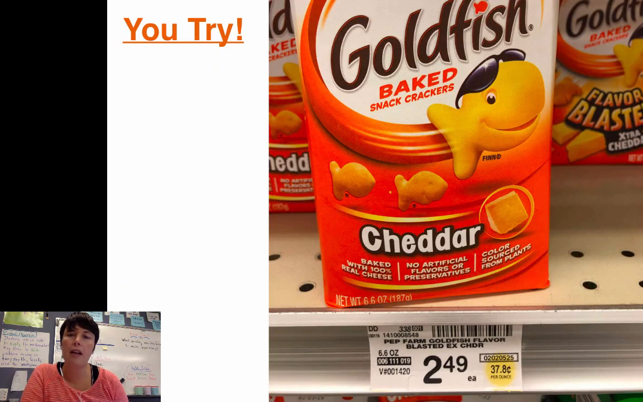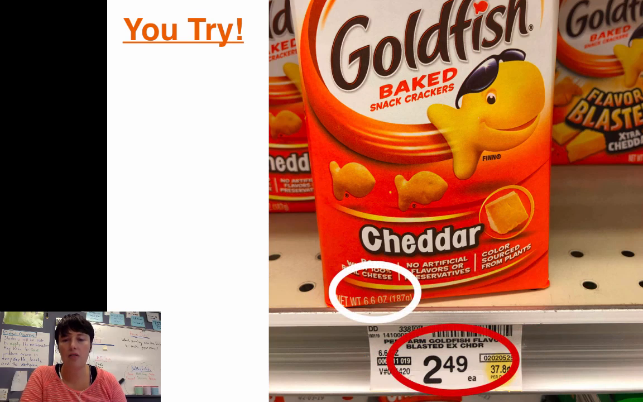Okay, so you try. Here's the third thing I bought at the store. Another thing for my kids, of course, Goldfish crackers. And the two things you can look closely at is the price is $2.49, and the weight of the package. Now, Goldfish are pretty light, actually. It's 6.6 ounces of crackers, 6.6. So what I want you to do is hit the pause button on your device and see if you can calculate the unit rate. Go ahead and try.